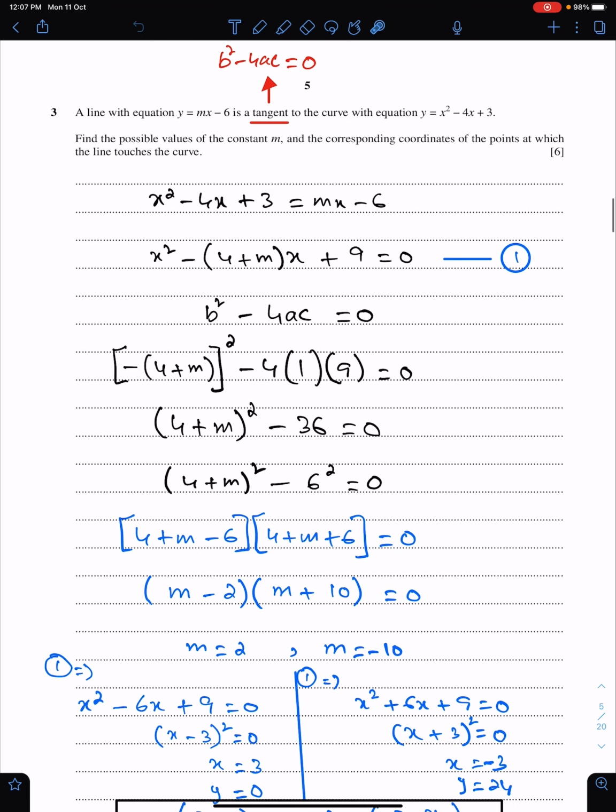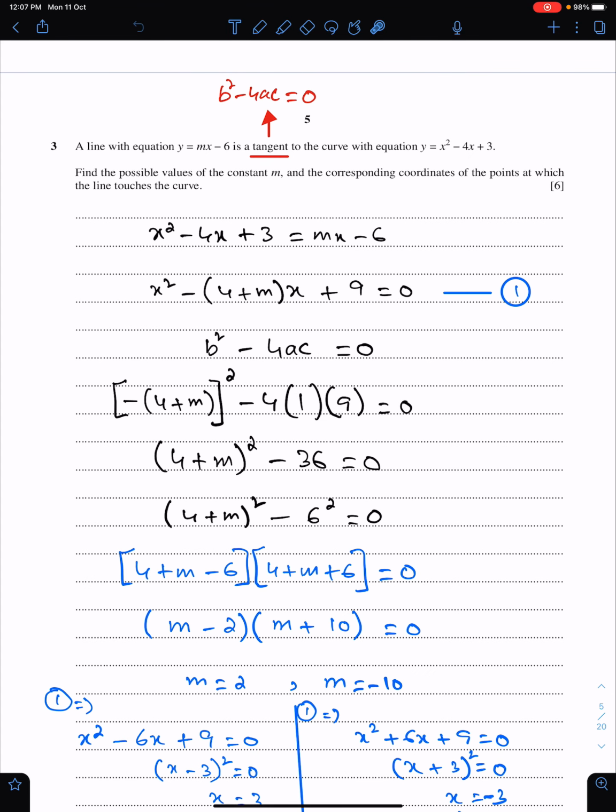Next question, number 3. A line with equation y is equal to mx minus 6 is a tangent to the curve with equation y is equal to x square minus 4x plus 3. Tangent means b square minus 4ac is equal to 0. Find the possible values of the constant m and the corresponding coordinates of the points at which the line touches the curve. So we need two things. Number one, we need the values of m, and number two, we need the points of tangency, the coordinates of the point where the line is tangent to the curve.